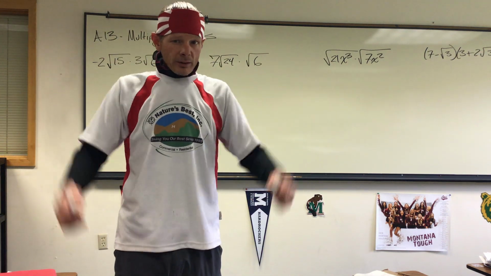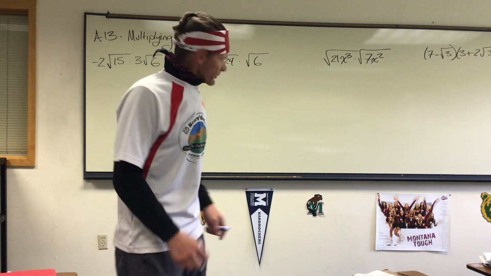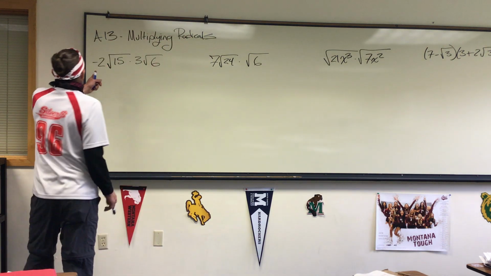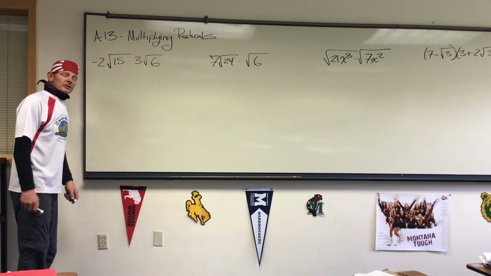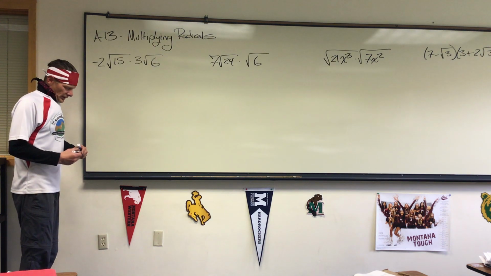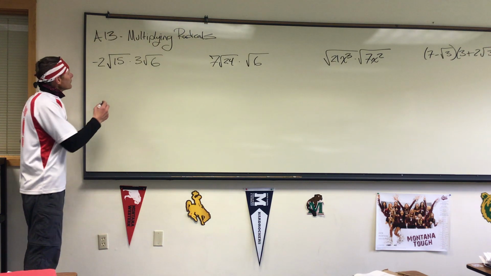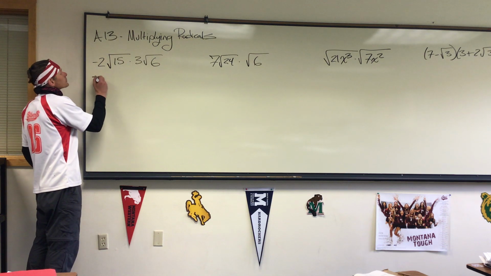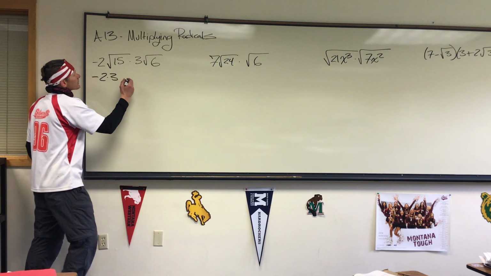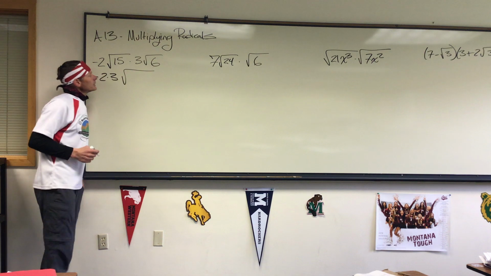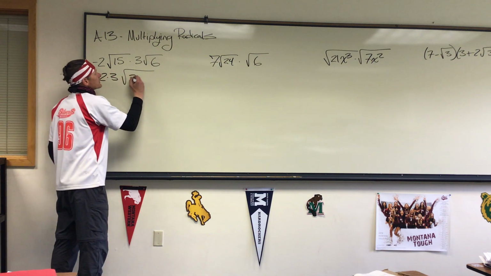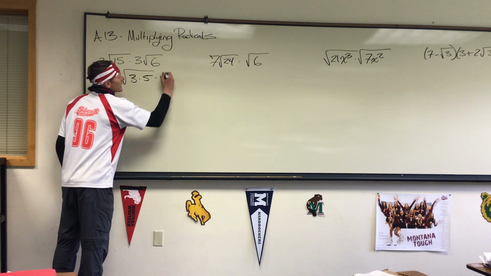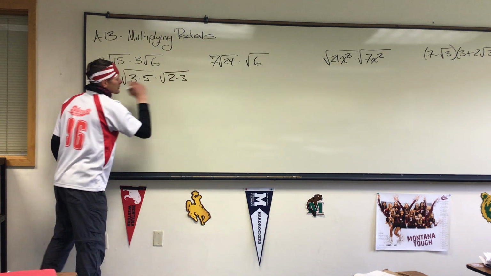This is the last one, multiplying radicals. So, minus 2 square roots of 15 times 3 square roots of 6. Remember, it's just multiplication. Commutative property is always helpful. I'm going to reorder this as minus 2 times 3. And I'm going to factor these while I do this, or that prime factorization. 15 is 3 times 5, and 6 is 2 times 3.